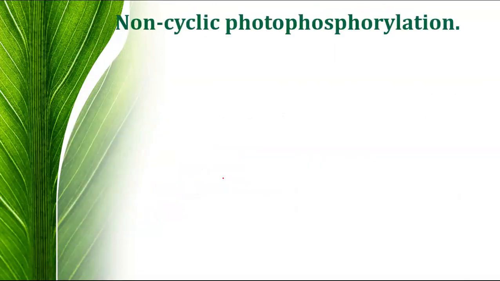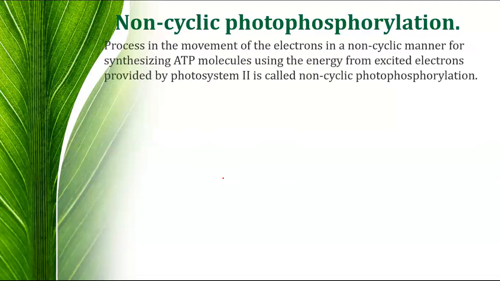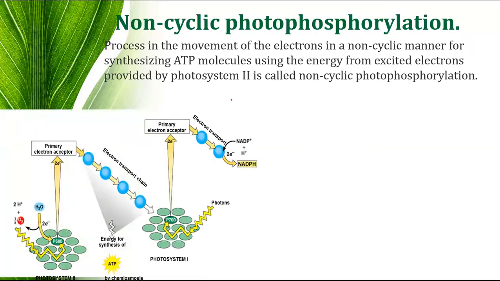Now the non-cyclic photophosphorylation. Now this is the process in which the electron moves in a non-cyclic manner for synthesizing the ATP molecule. So using this energy from the excited electron provided by photosystem II is called non-cyclic photophosphorylation. Now look at this.